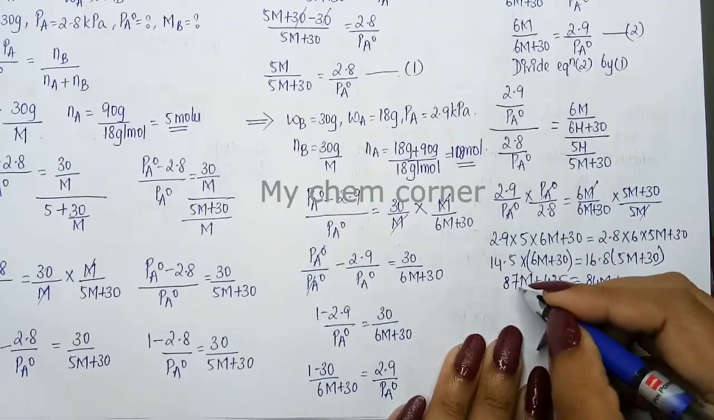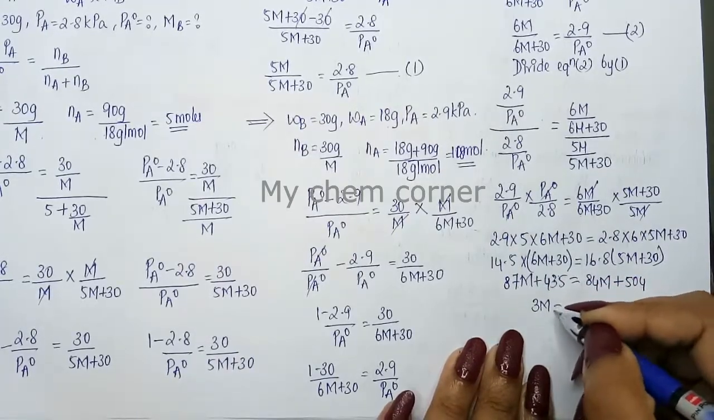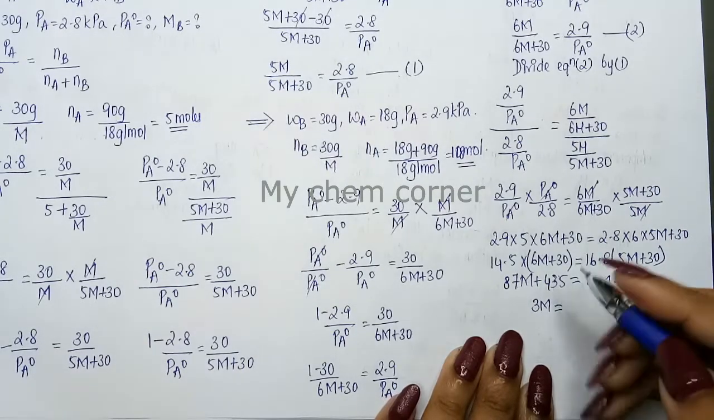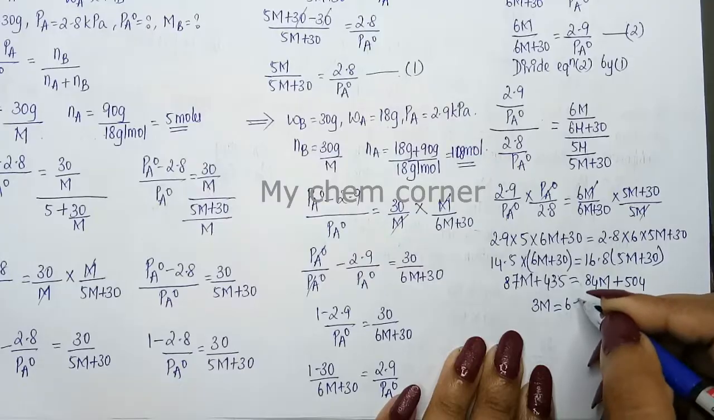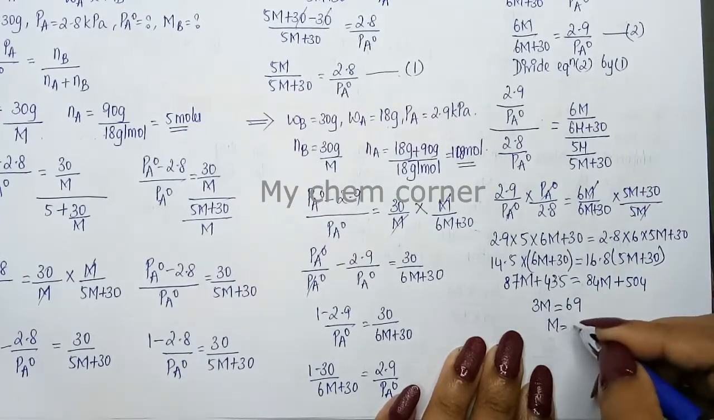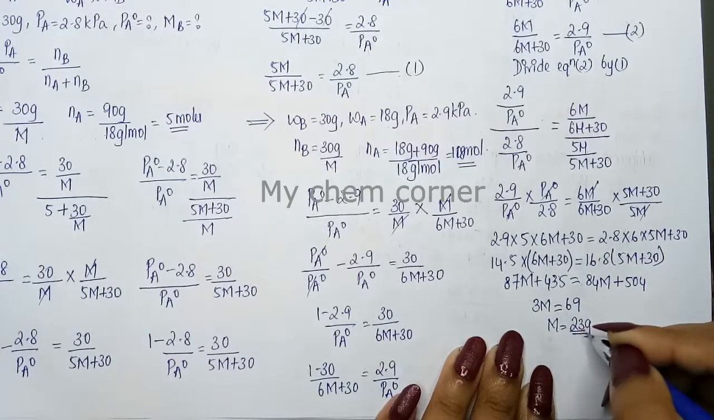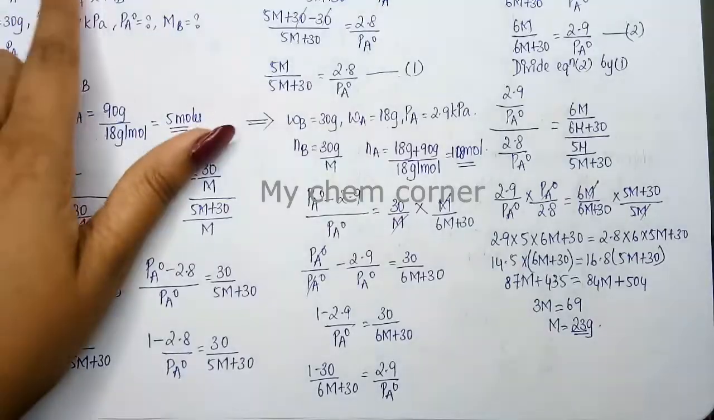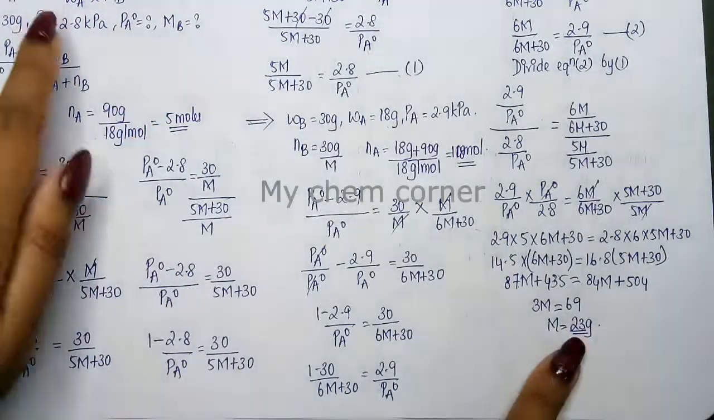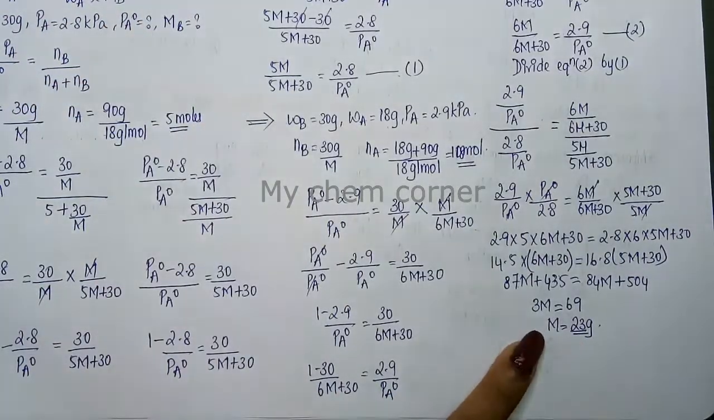That is going to be 87M minus 84M, which gives 3M, equals 504 minus 435, which gives 69. Now M is equal to 69 by 3, which gives 23 grams, and this is going to be the molar mass of the solute, which is the answer for the first one. So the first question's answer is the molar mass of the solute.